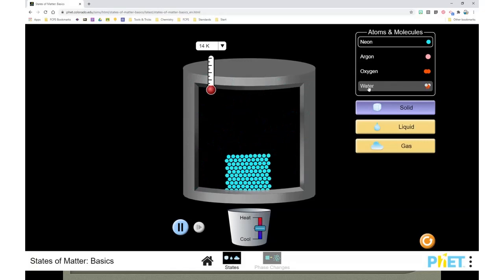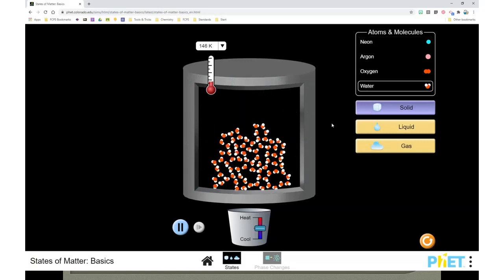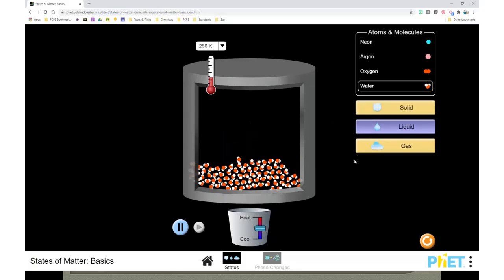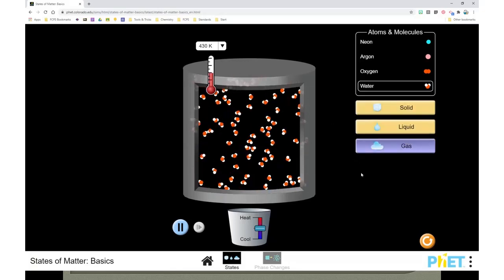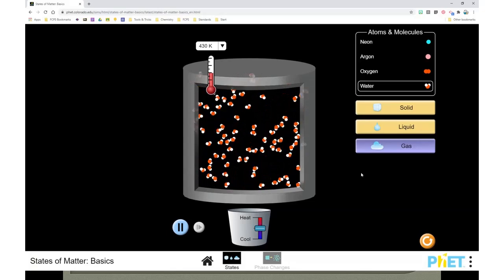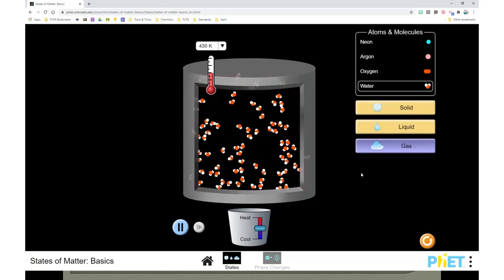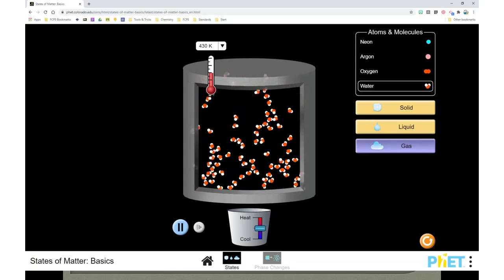Now you probably remember water from biology, so we can take a look at that. Water in its solid state, water in its liquid state, and water in its gas state, right? And how do we change states? Remember, we need to heat it up or we need to cool it down.